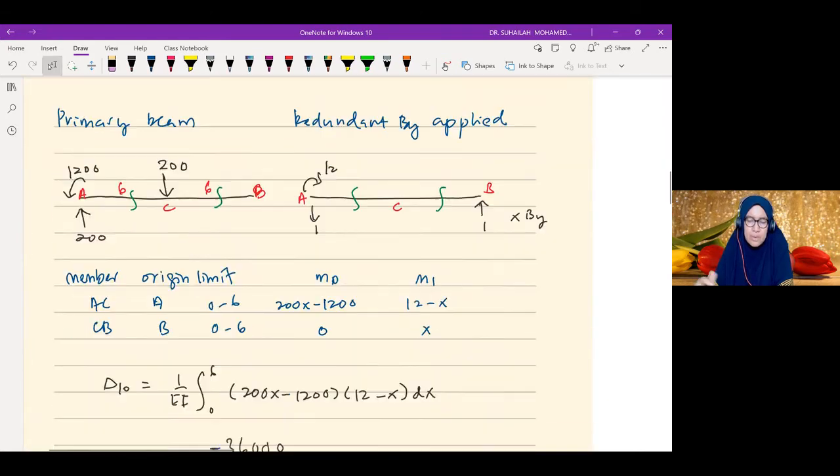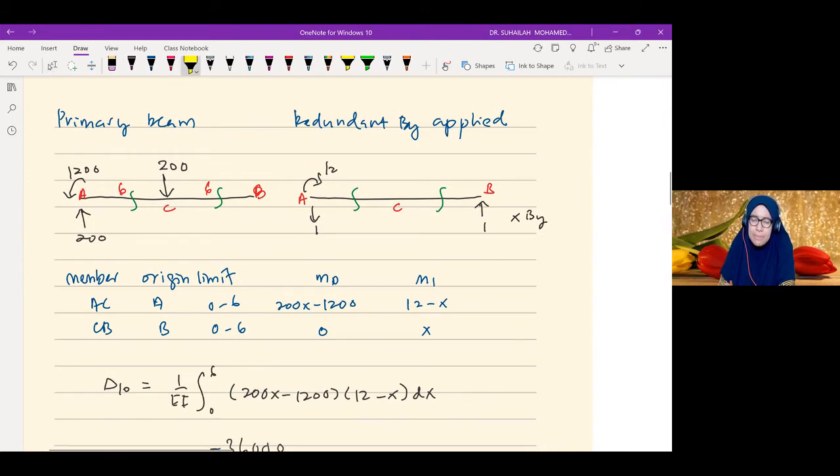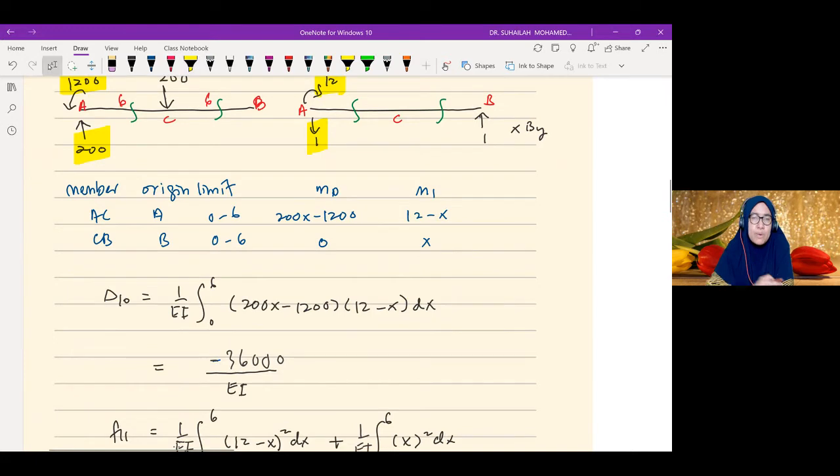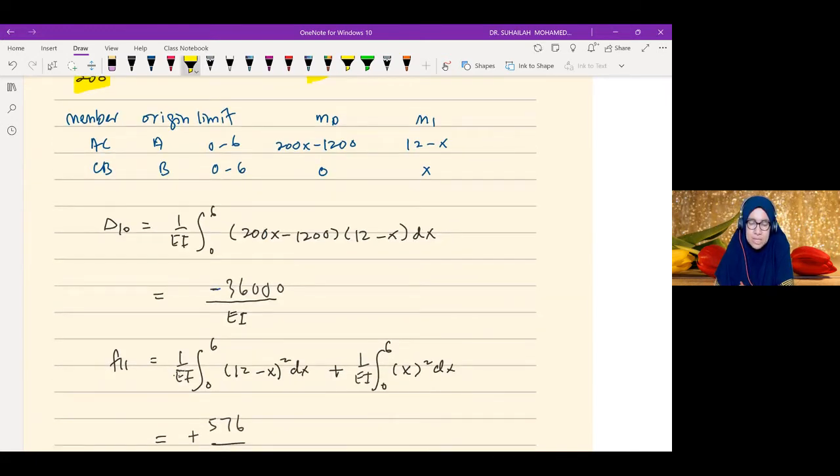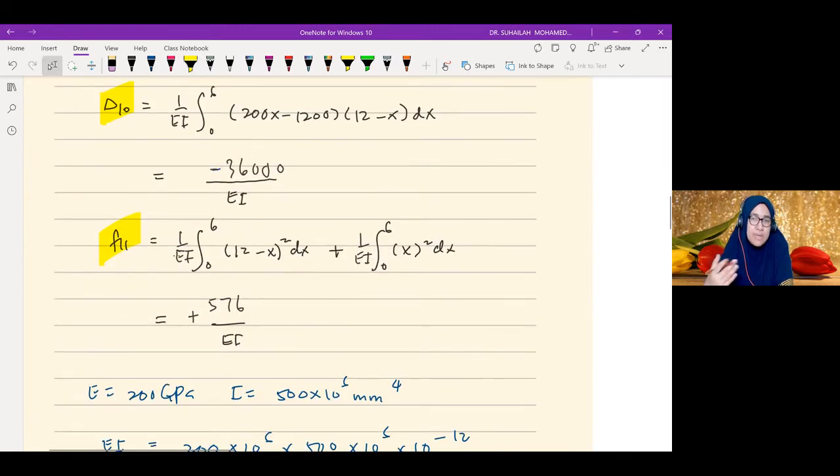So again, we have to have the primary beam and redundant BY applied as redundant beam. Okay, we have two cutting sections. So we calculate reaction, and then using that we will write the moment equation, and the moment equation we substitute into this displacement formula. They are delta 1 and F11, so we get displacement in terms of EI.